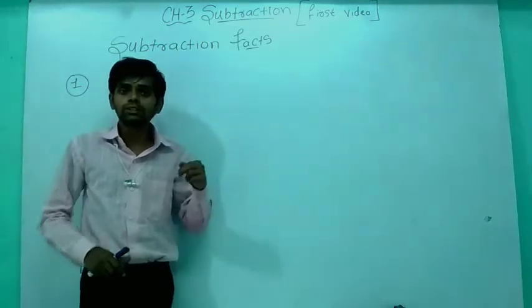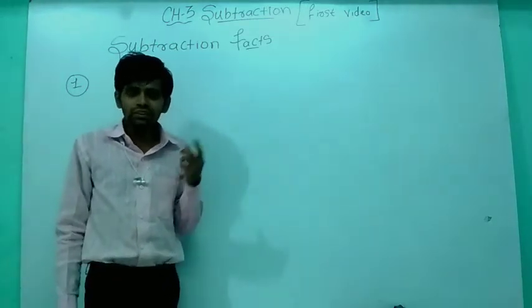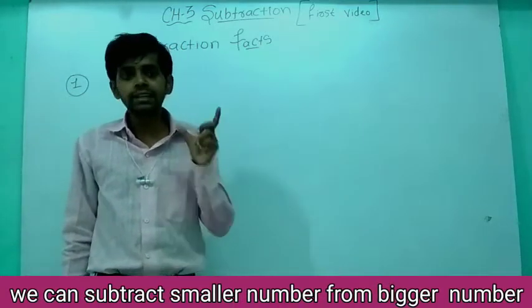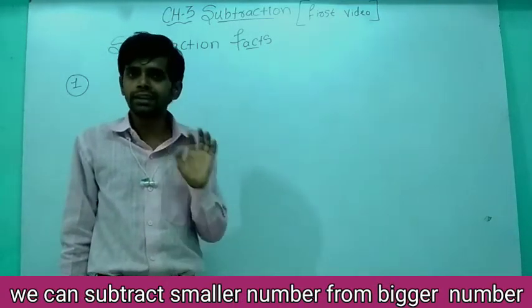Okay, then we have learned the third property. We have learned we can subtract the smaller number from the bigger number. हम लोग क्या कर सकते हैं? छोटे नंबर को सब्सट्रैक्ट कर सकते हैं बड़े नंबर में से.